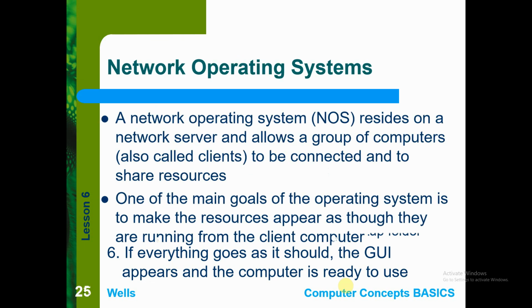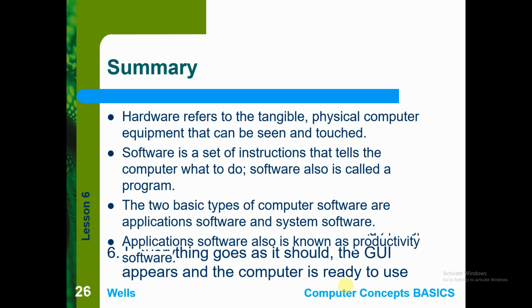So if we define a network operating system, it is the one that runs on the network server as a server and allows a group of computers or clients to be connected and to share resources. They can be booted up or shut down. The main goal of this operating system is to make the resources appear as though they are local to the client computer. So multiple tasking happens as these computers are connected to your network operating system on a network server computer.